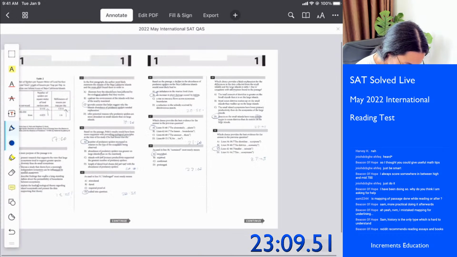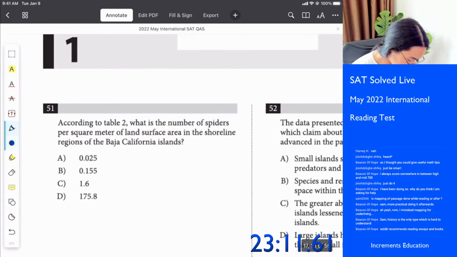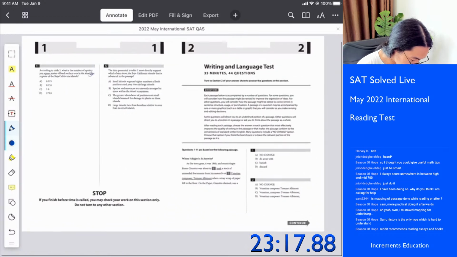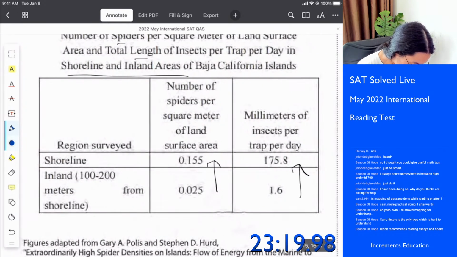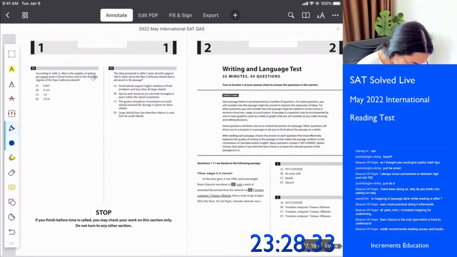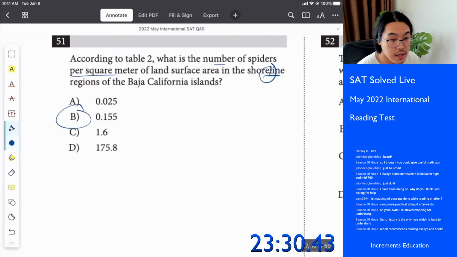2305. And now, according to table 2, what's the number of spiders per square meter in the shoreline? Shoreline is the one I'm looking for. So, number of spiders, shoreline, 0.155. Shoreline, okay. That is 2330.